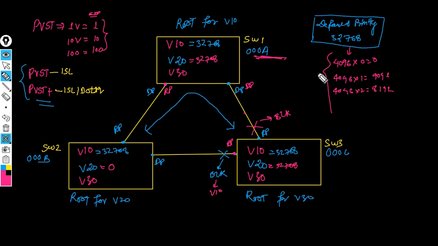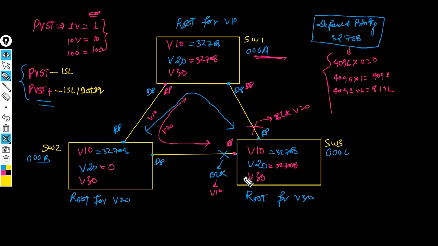It will be blocked for VLAN 20, which means data travelling will take place like this: this link is not used, so the data travelling will always be via this one. So this is for VLAN 10, and this is for VLAN 20.